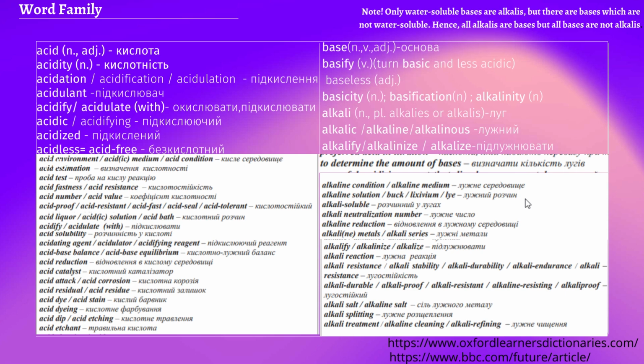The same on the left part of the slide, you can study word families of base and alkali respectively. Основа, луг, вилужування, підвищення лужності основи, підлужування. Alkalinity – лужність, the state of being or containing an alkali. Alkaline, as an adjective, first meaning having the nature of an alkali, alkaline reaction. Second, containing alkali, alkaline soil.